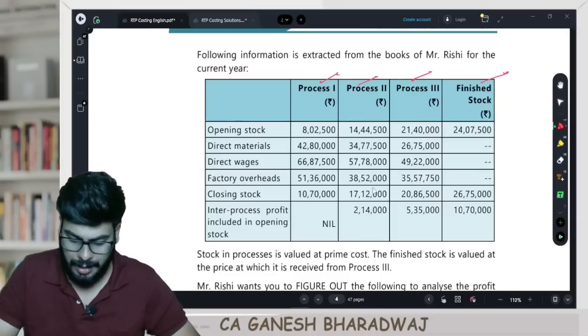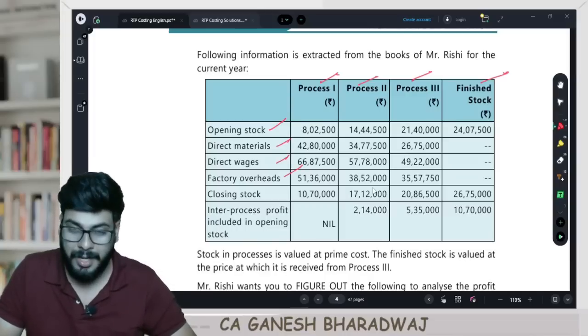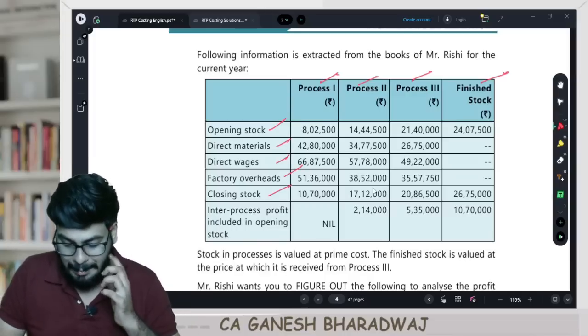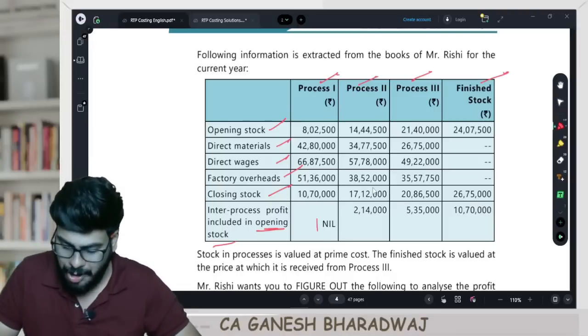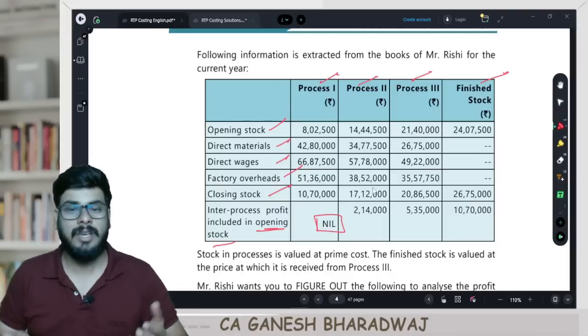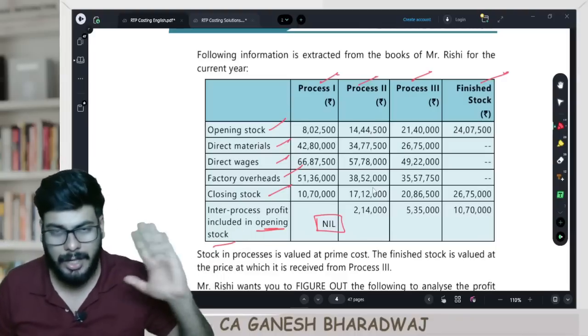What they have given here is opening stock figures, direct material, direct wages, factory overheads, closing stock and inter-process profit included in opening stock. These figures they have given. Obviously in process 1 it is nil. Why? That is the first process. It would not have received anything from any previous process. Are you clear with this?